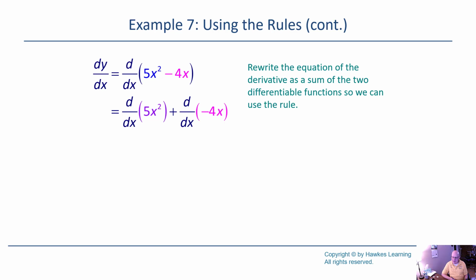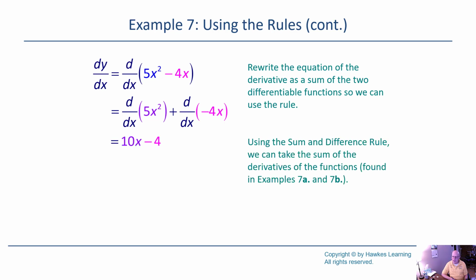Split them up like this. Divide and conquer. You got the original ones, or you can find them again. That's good practice. There's your answer. There's your derivative of the function 5x squared minus 4x.